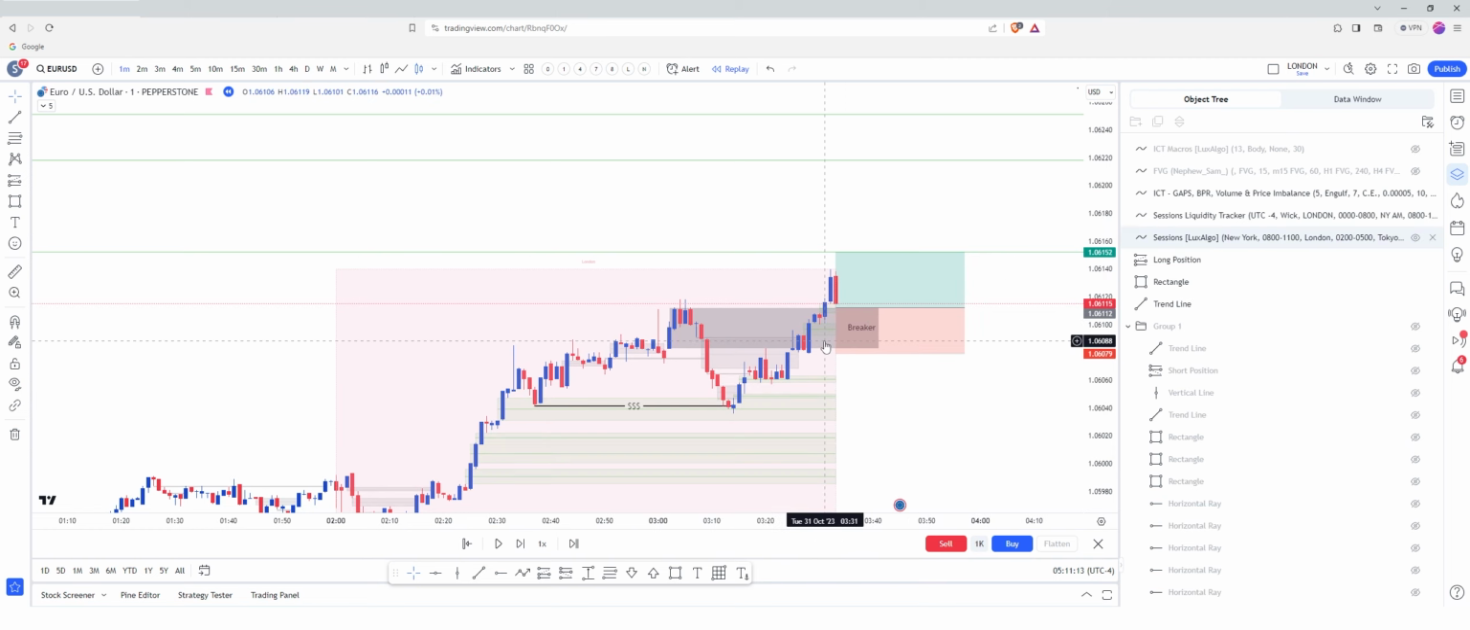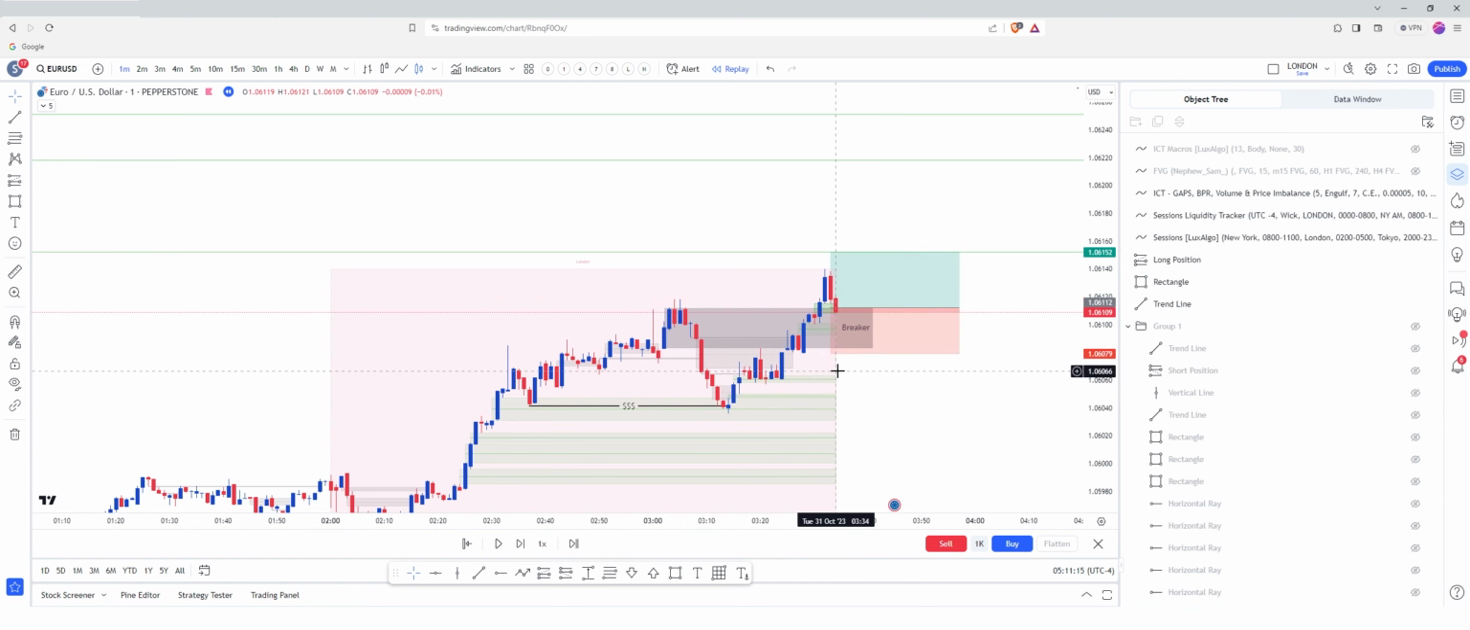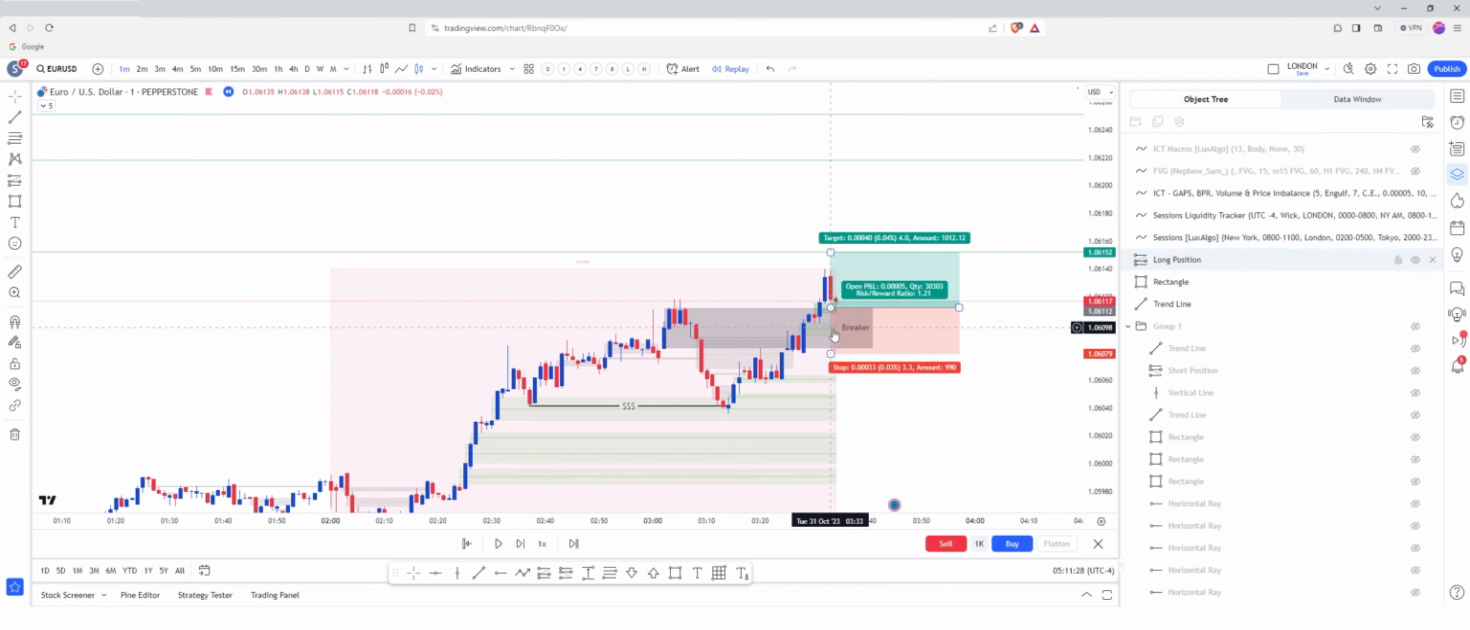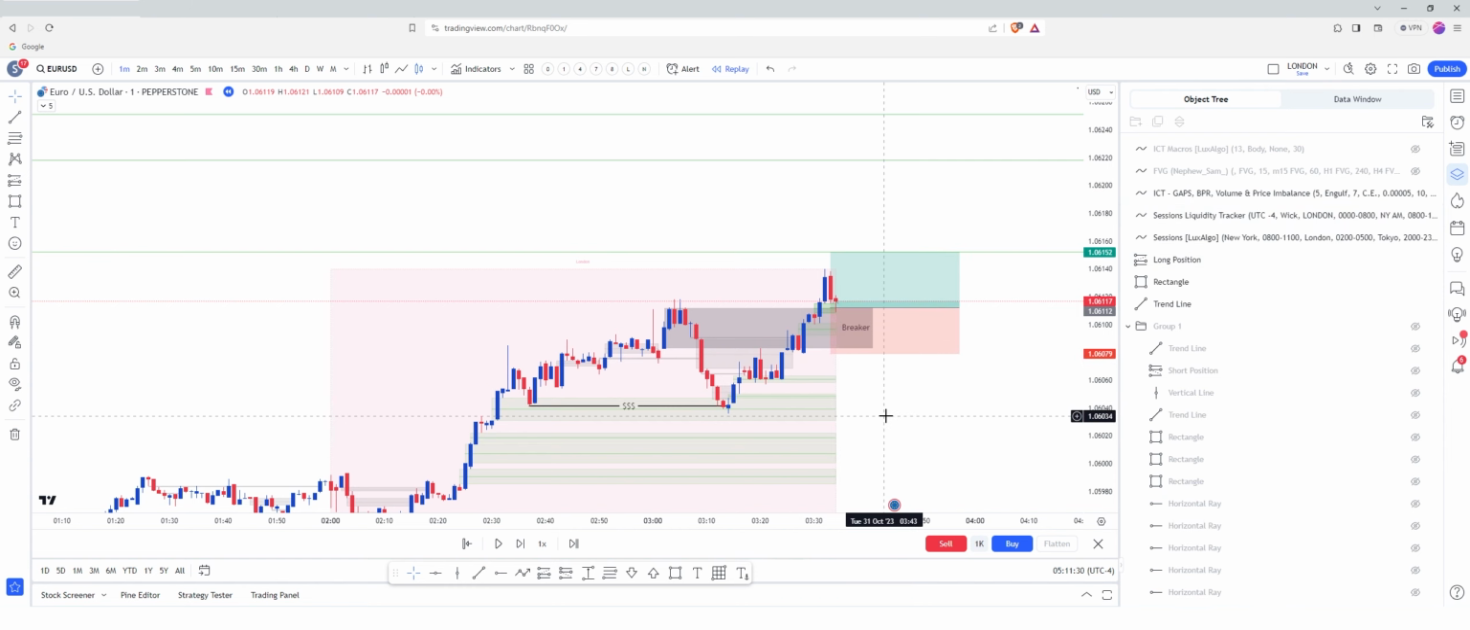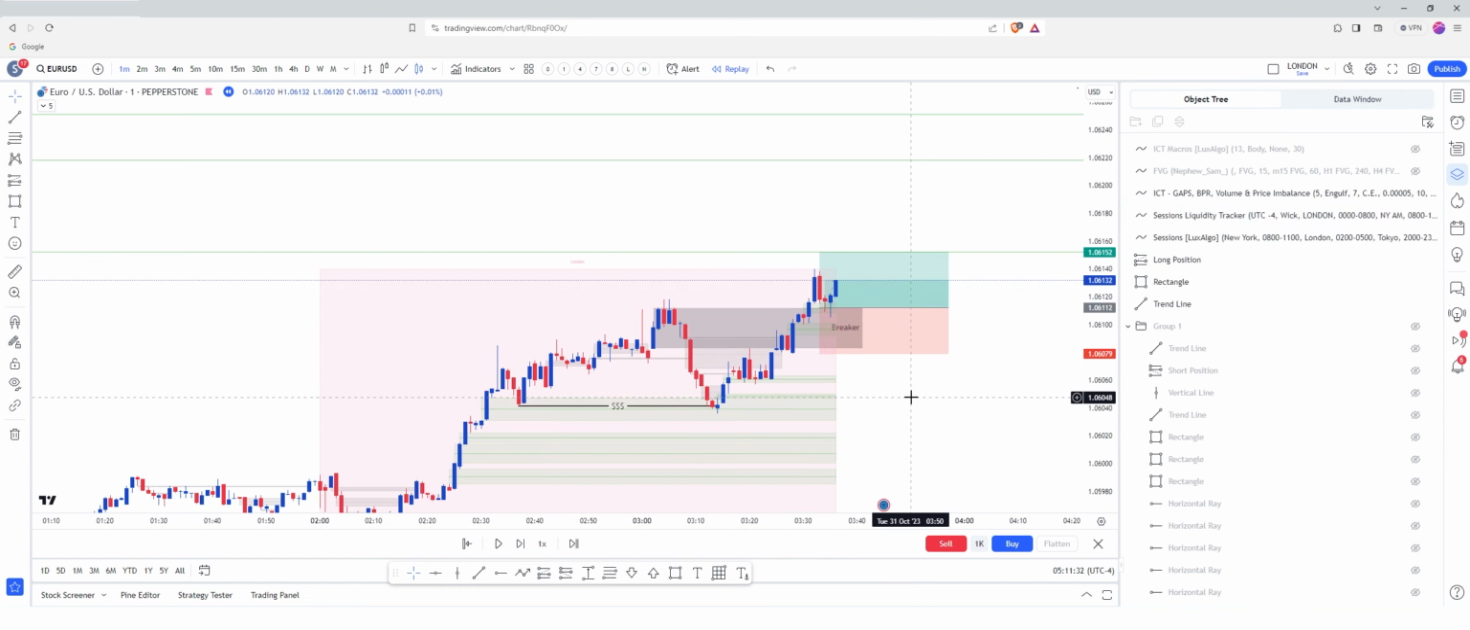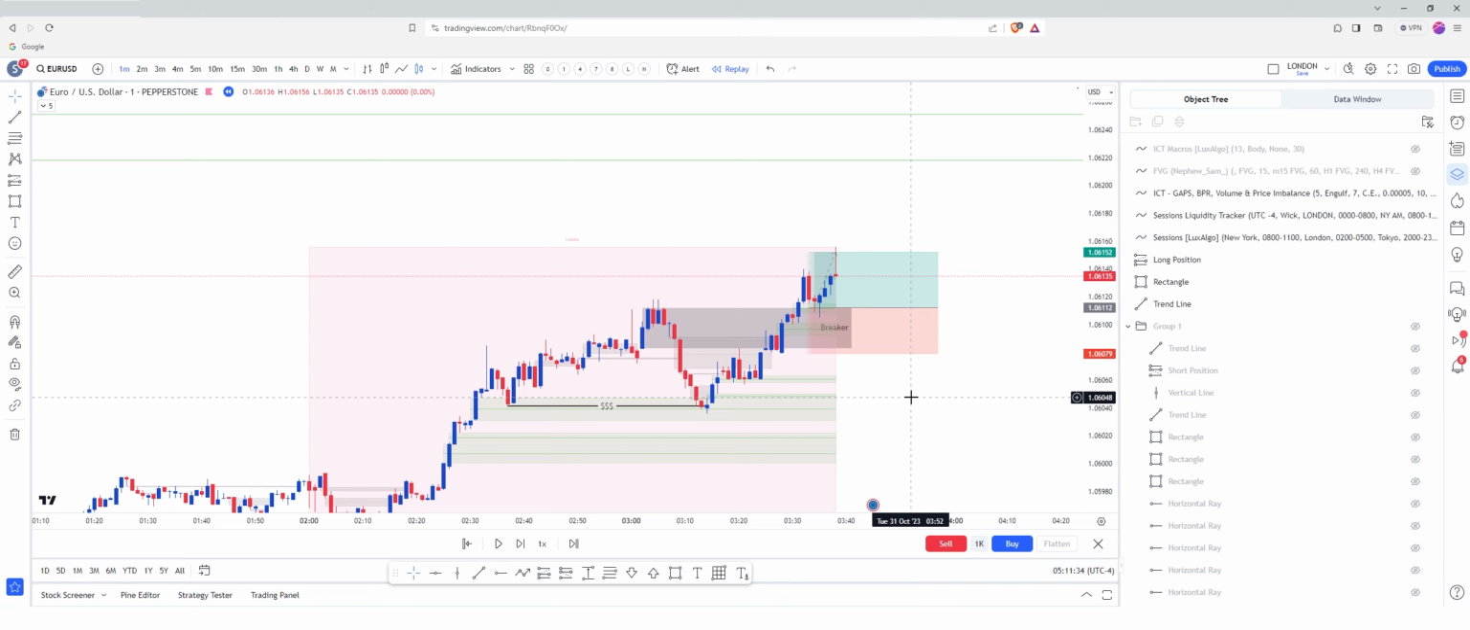So if we scroll forward, we can see we are tagged in at 3:34. So just outside, as I mentioned, I'm looking for entries around 3 minutes either side of the open of a 15-minute candle. This is 4 minutes, so it's very close. Taps it perfectly and then accelerates towards the Asia high.